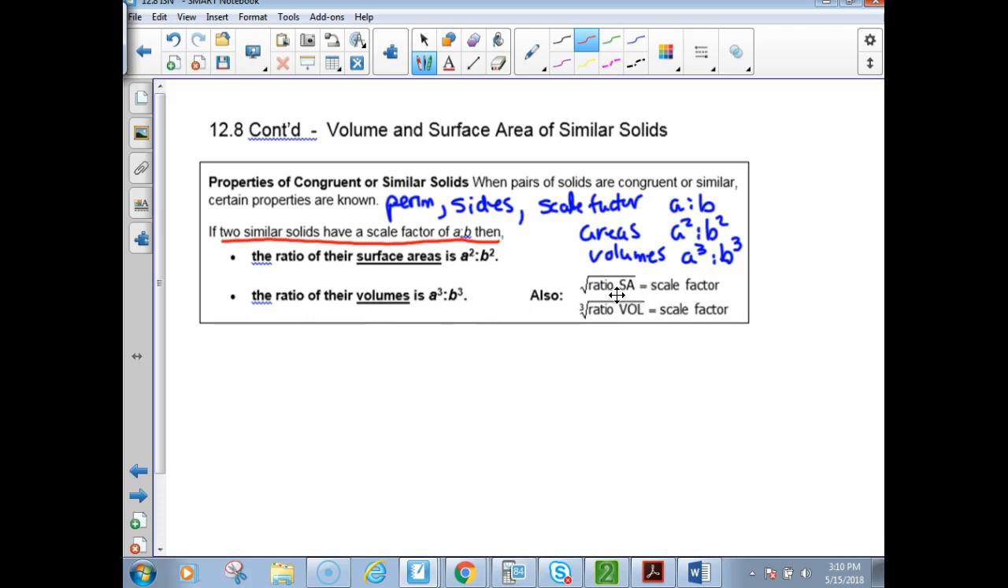Now, you can also go backwards. So if you're given the ratio of the areas, you take the square root, and that'll get you back to the scale factor. If you are given the ratio of the volumes, then you can take the cube root, which would be uncubing, to get the scale factor. And I'm going to show you how to do that on the calculator.